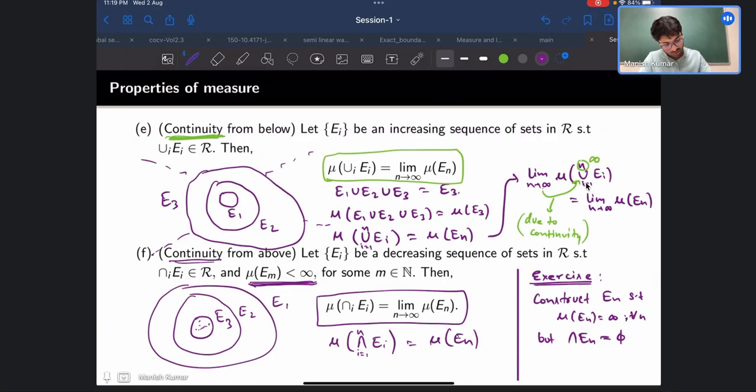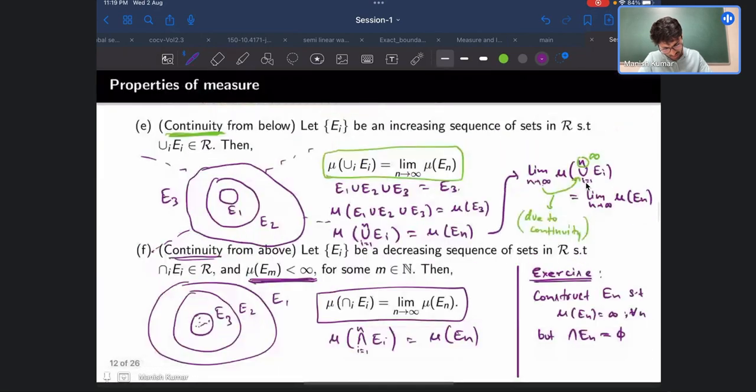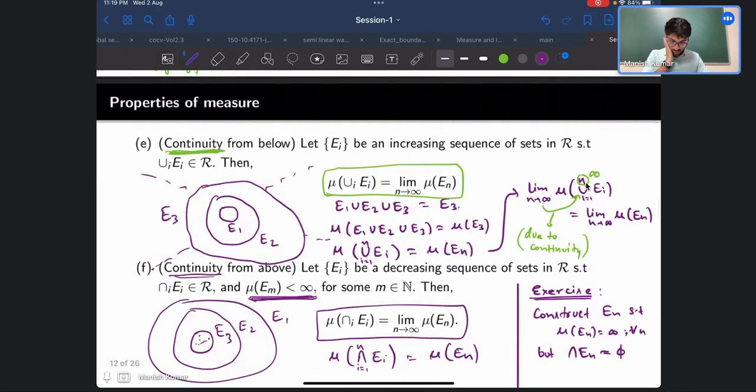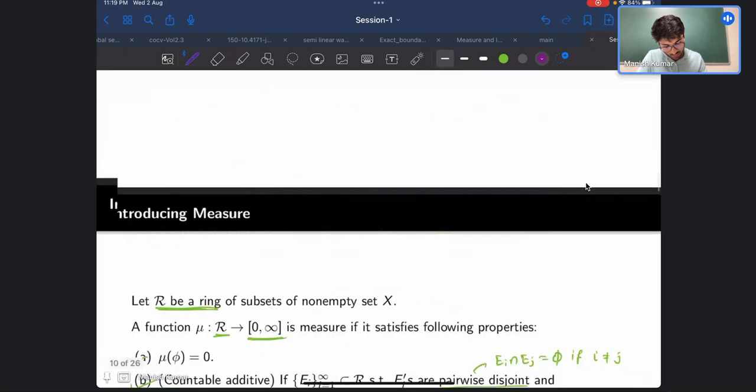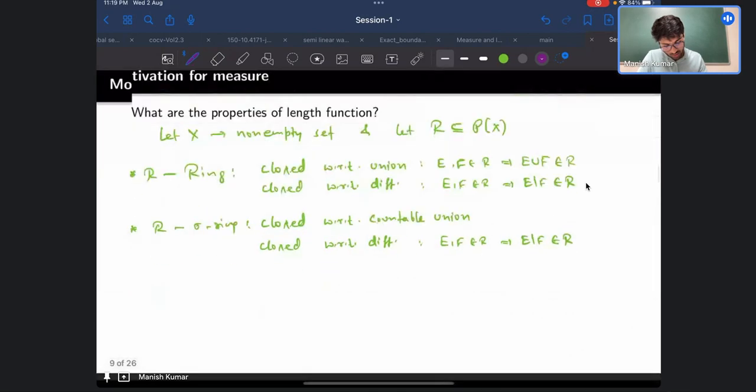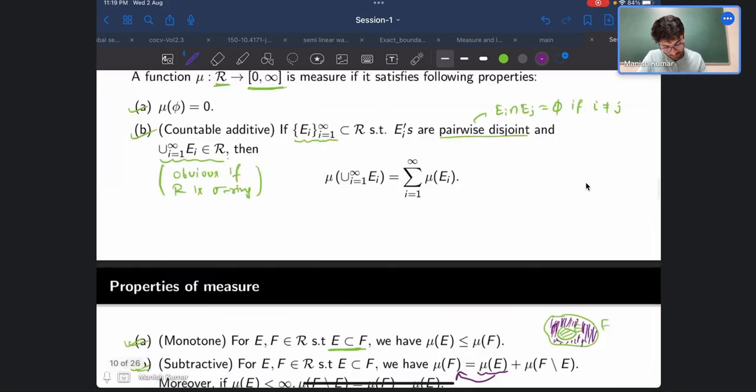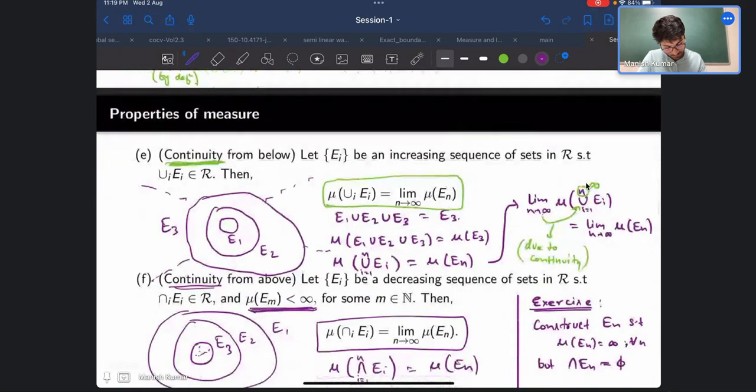Okay, so these are the properties of measure. Do you have any doubts so far? What I have done till now is give you the motivation for why we need the concept of measure, and then I have introduced what a measure is and some properties of measure.